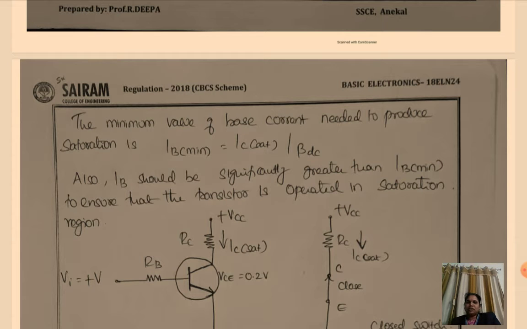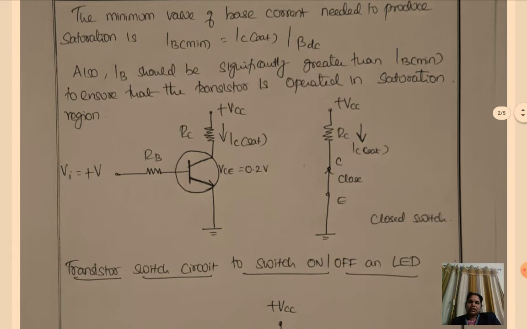We have to ensure that the base current is significantly greater than the minimum base current, so that the transistor will be operated in the saturation region. And this is the circuit where we have the NPN transistor. This transistor is driven by an input voltage source Vi. So plus V volt voltage I am going to apply. This makes the transistor work under forward bias.